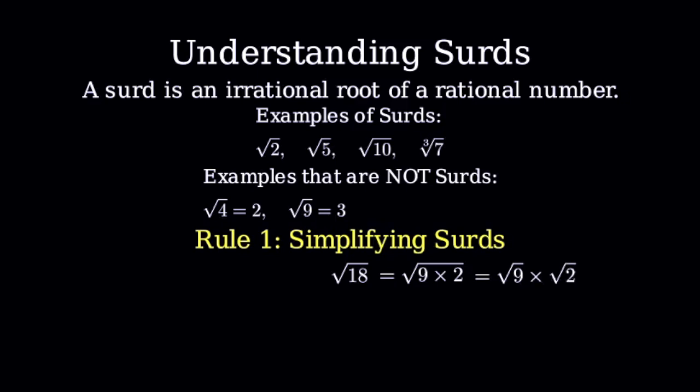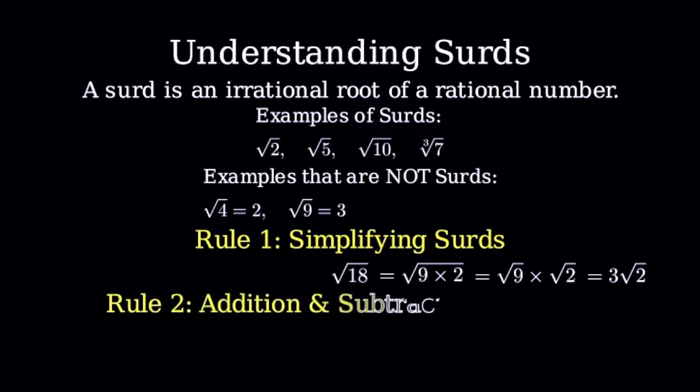Using the multiplication rule for roots, which we'll cover next, this becomes the square root of 9 times the square root of 2. Since the square root of 9 is 3, the simplified form is 3 times the square root of 2. Rule 2 covers addition and subtraction.